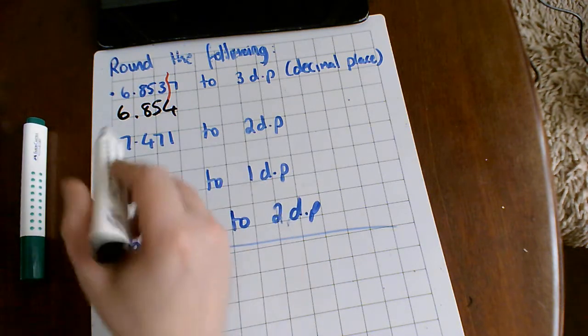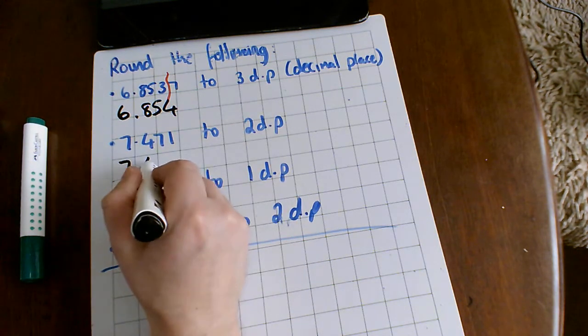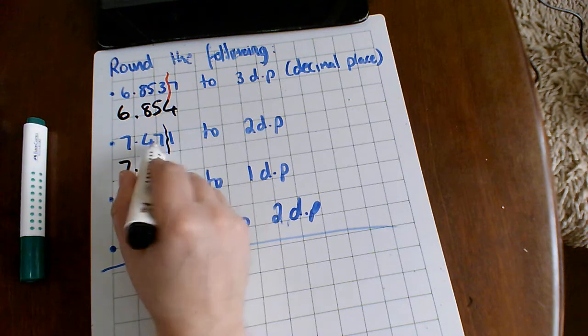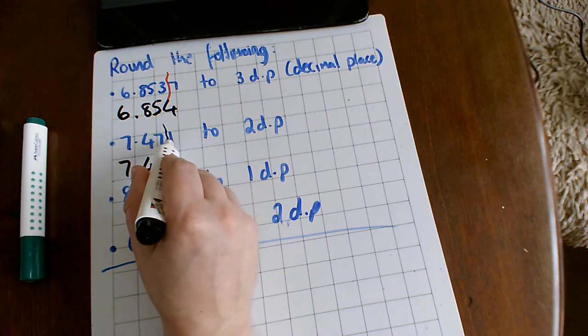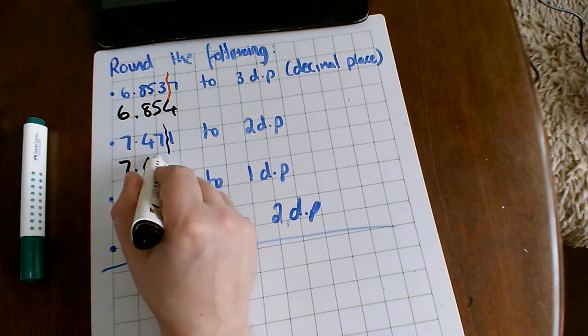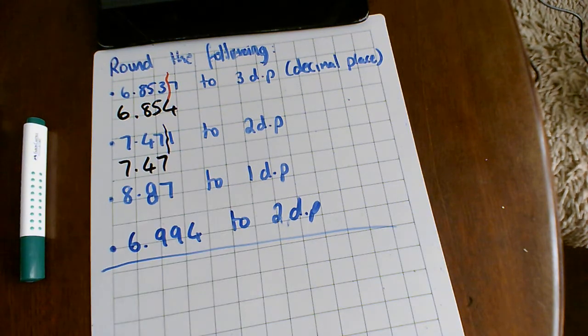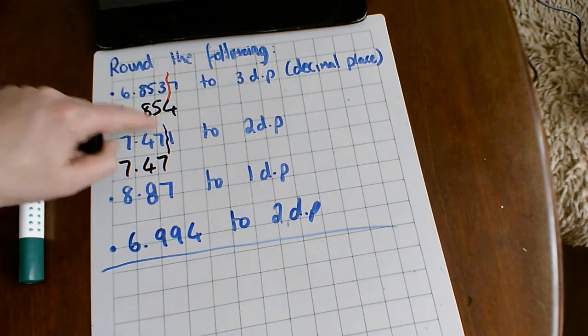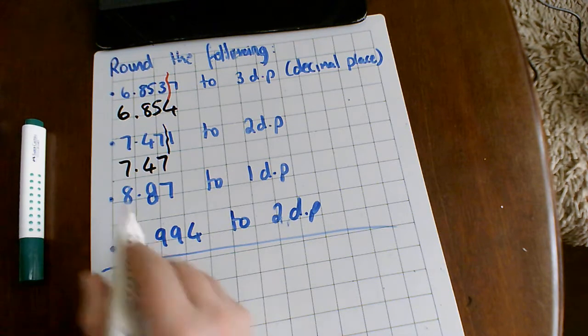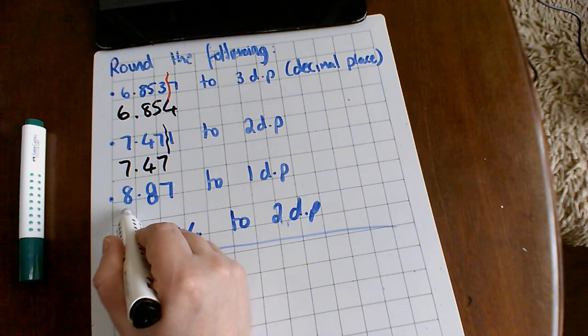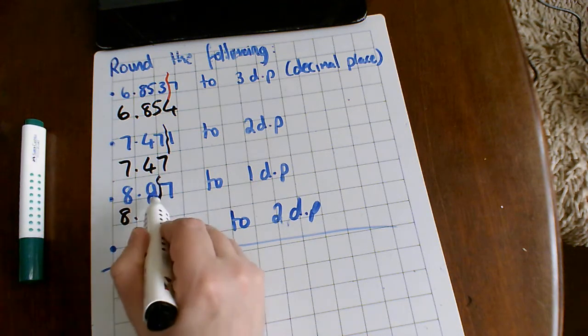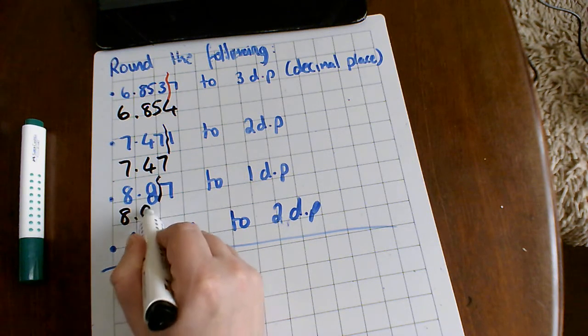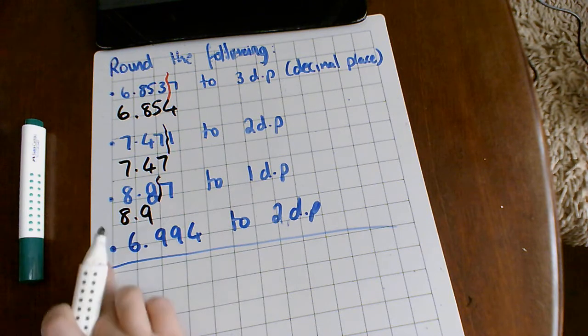2 decimal places, so it's going to be 7.4. I look after the second decimal place. That 1 is below 5, so that 7 stays the same. 7.47. 3 decimal places, 3 decimal places, 2 decimal places, and there's going to be 1 here, so it's 8.87. That 7 is going to bring it up, so it's 8.9 to 1 decimal place.